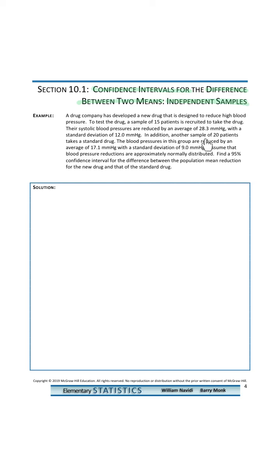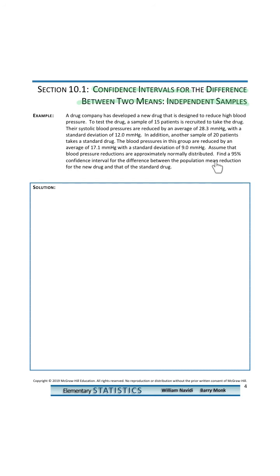In addition, another sample of 20 patients takes a standard drug. Okay, one is for the new drug, right? The second one is for the standard drug. For the standard drug, we also have the mean and the standard deviation. Assume that the blood pressure reductions are approximately normally distributed. That means the assumptions are met, right? Because we have two independent random samples and the populations are normally distributed.